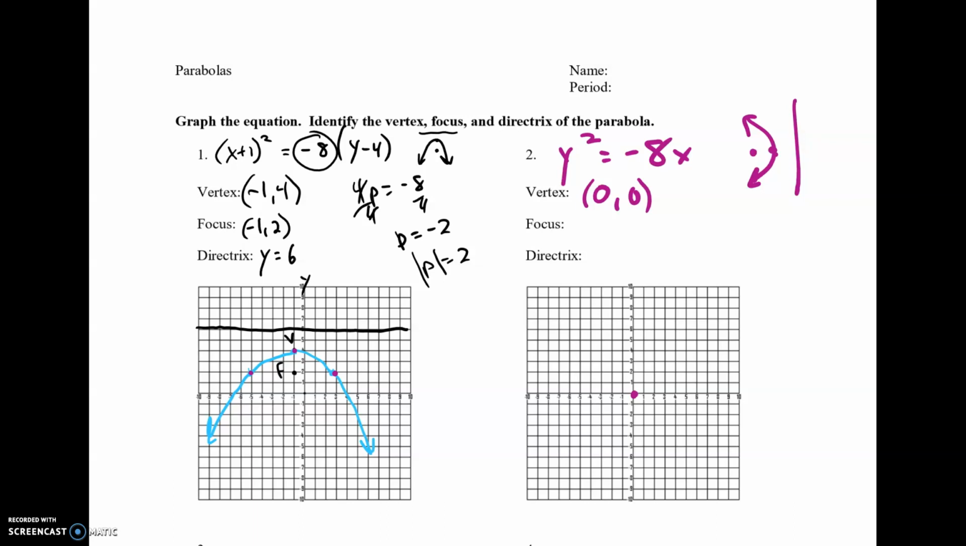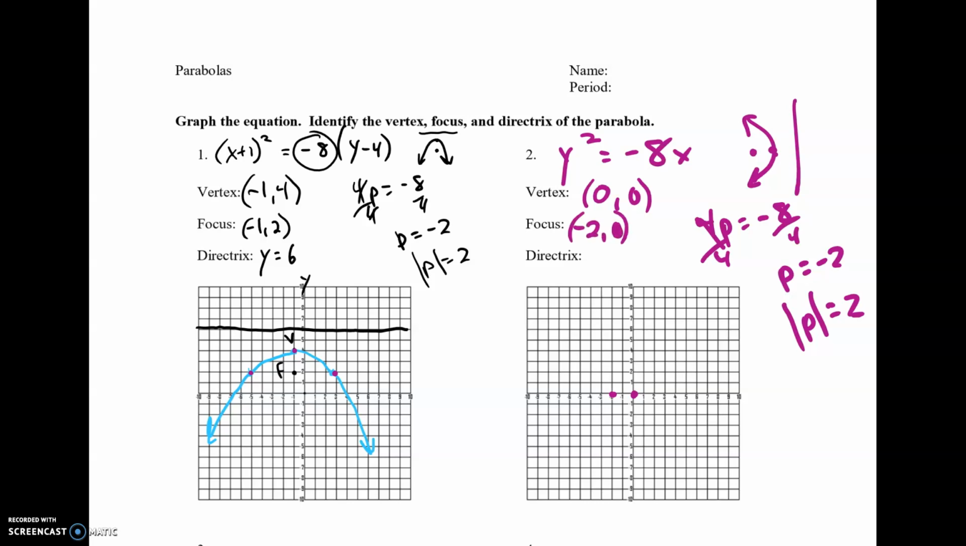Okay, so again, 4p is -8. Just like it was in the last problem, 4p equals -8, dividing by 4, of course. I see that p is -2, so the absolute value of p is 2. Okay? All right, so the focus, remember I'm going to the left 2 spaces to find the focus, so that is (-2, 0).